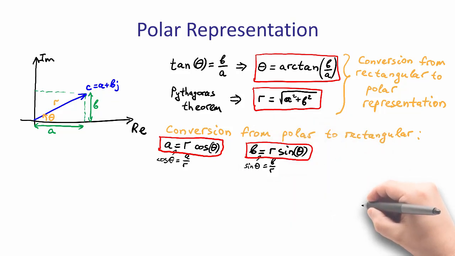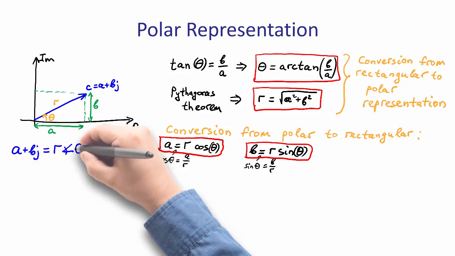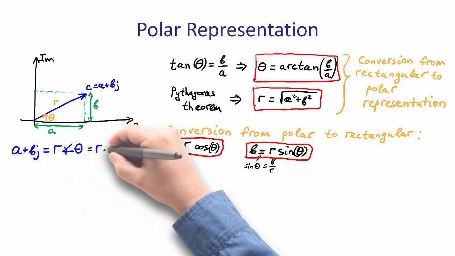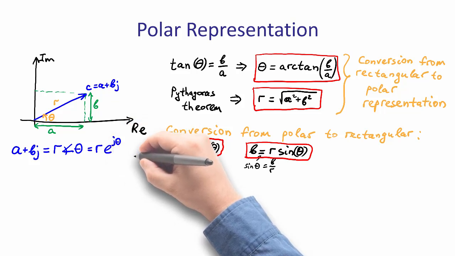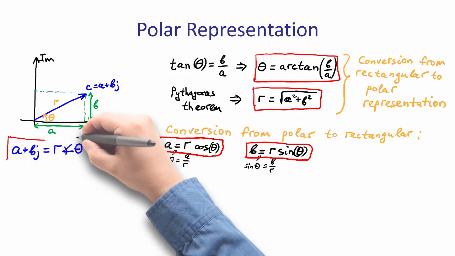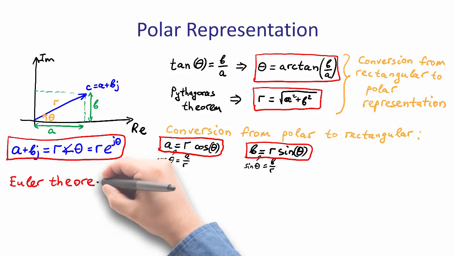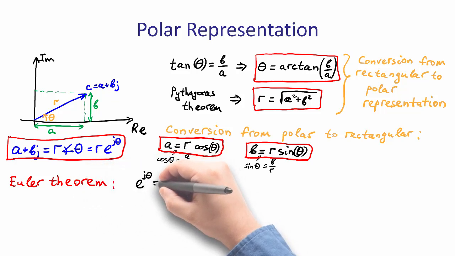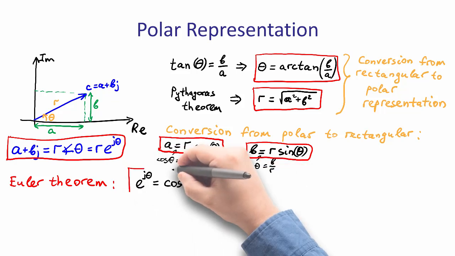So from now on we can represent a plus bj as r with angle theta, but also we can represent that as r multiplied by exponent of j theta. Now, why is that true? It follows from Euler theorem that we will develop right now. Euler theorem states that e to the power of j theta equals cosine theta plus j multiplied by sine theta.